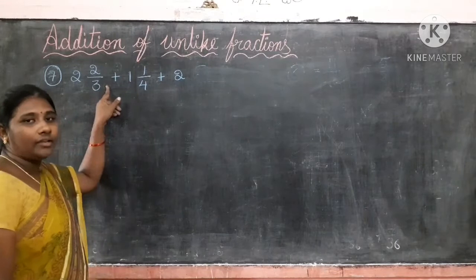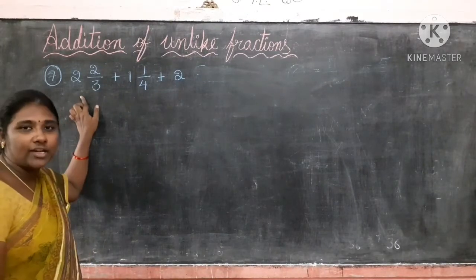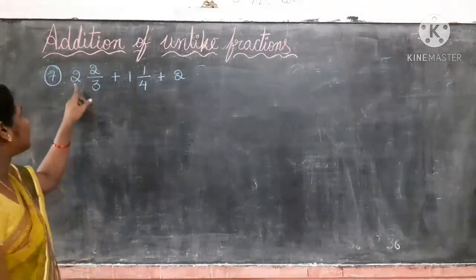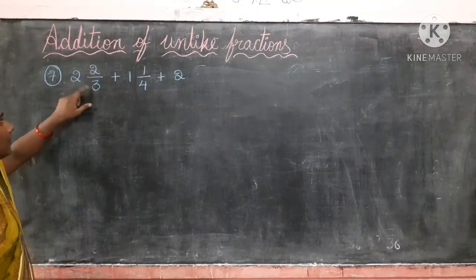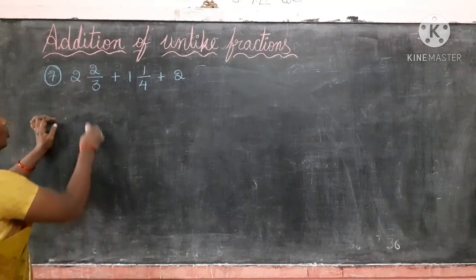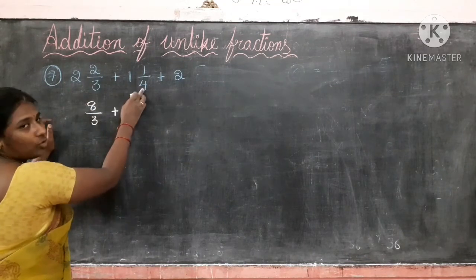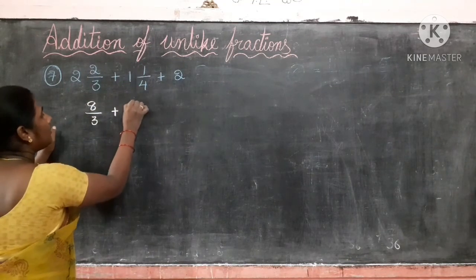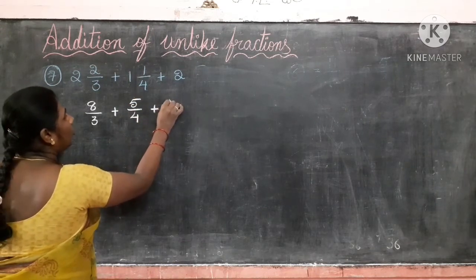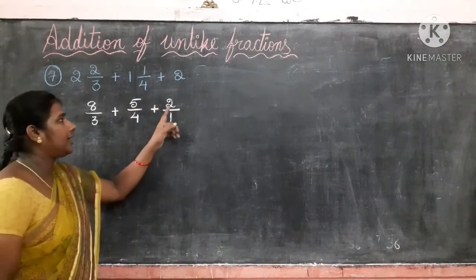2 2 by 3 plus 1 1 by 4 plus 2. These two are mixed fractions. We have to convert these mixed fractions into improper fractions. 2 2 by 3. First we have to multiply these two. 2 3s are 6 plus 2, 8 by 3 plus 1 4s are 4, 4 plus 1, 5 by 4 plus 2. Here only one whole number is given. We have to take 2 by 1.